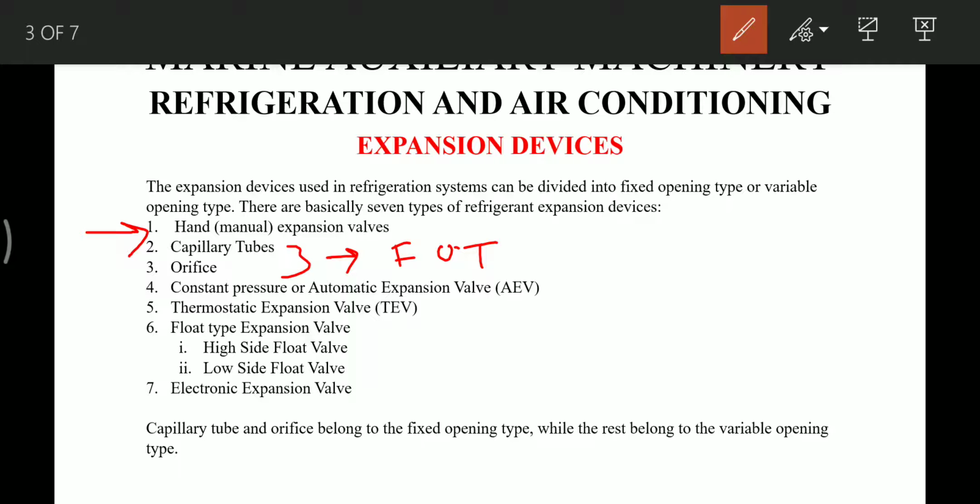Then we have constant pressure automatic expansion valve, then thermostatic expansion valve, then float type expansion valve, which are high side float valve or low side float valve, and the electronic expansion valves. So in this video, friends, I'll try to cover this thermostatic expansion valve in detail, and in my upcoming videos I'll cover the electronic expansion valve, and all other expansion valves I won't be covering because they are not that important from exam point of view.